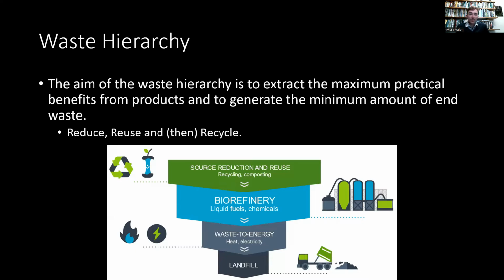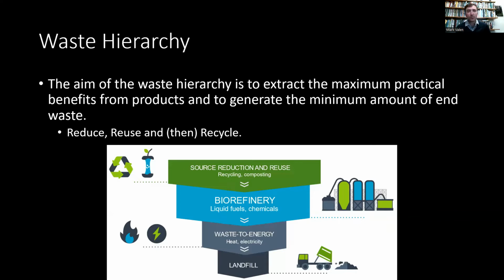And so you can see the diagram here, the little graphic showing that first we want to work on source reduction and reuse. This would include recycling and composting, things like that. Next, from a municipal waste perspective, there's biorefinery, which involves capturing liquid fuels or chemicals out of the waste material. After that, there's a waste-to-energy process, which uses heat and electricity, but we can basically burn the trash and use that to create electricity in a power plant. And then finally, the least preferable in the waste hierarchy is landfill.